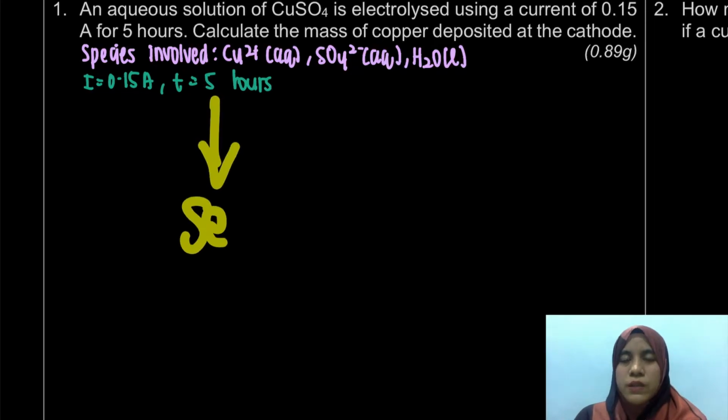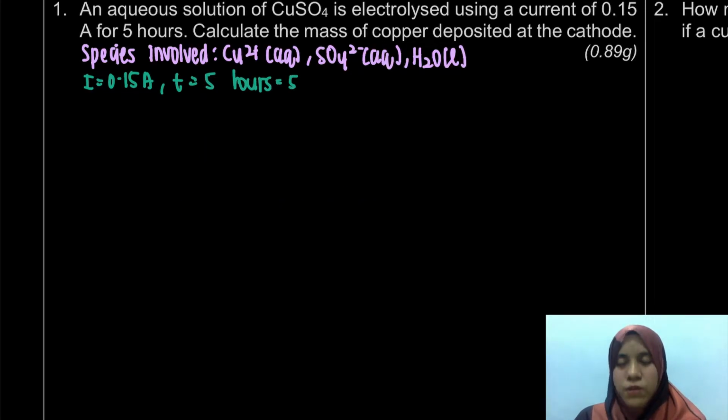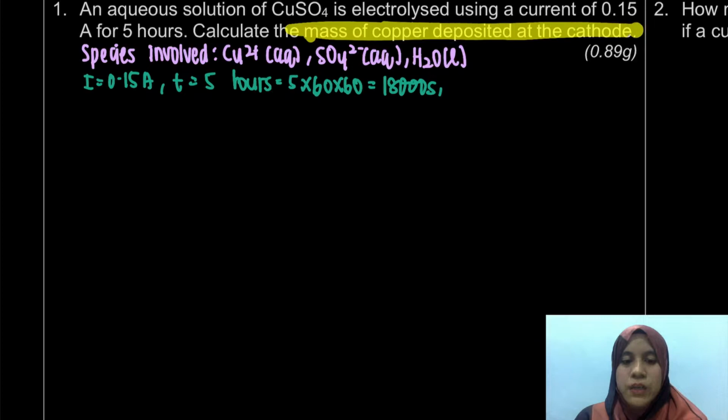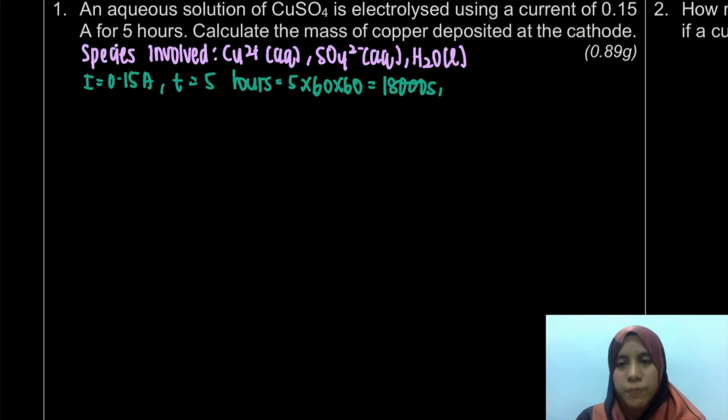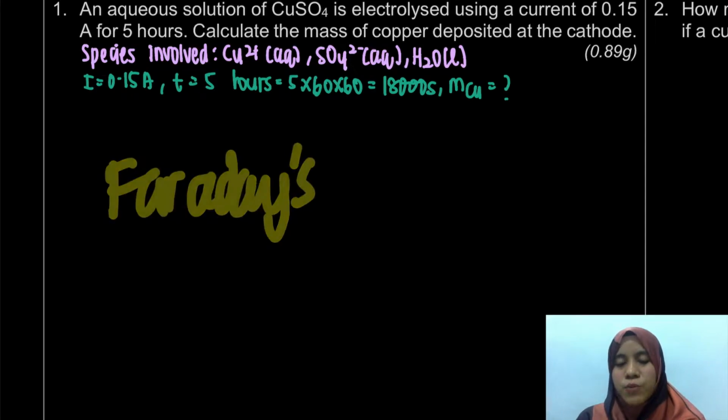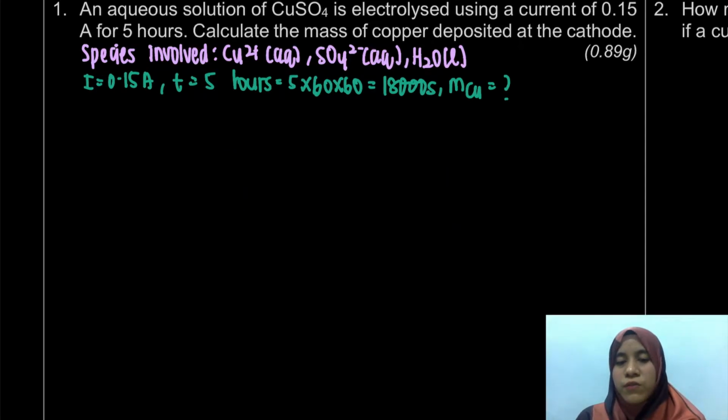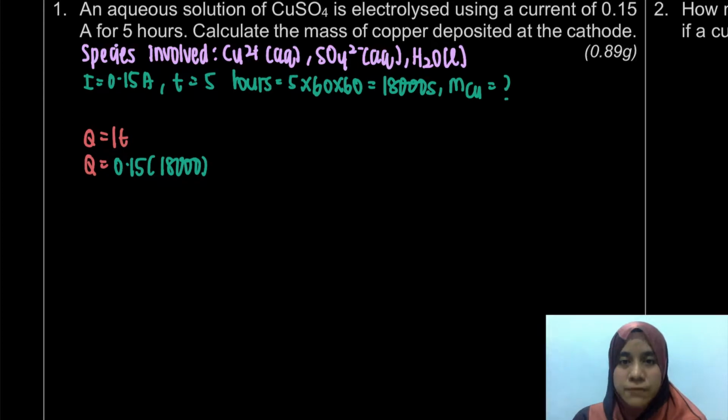But we know that the time must be in seconds, so I'm going to change it straight away. I get 18,000 seconds. The question asks for the mass of copper. From Faraday's first law, we know that the mass is directly proportional to Q, and Q can be found from Q equal to IT. So the first step is to find my Q. Q is equal to IT, so I will substitute the values. Make sure the T is in seconds. That is the Q itself.